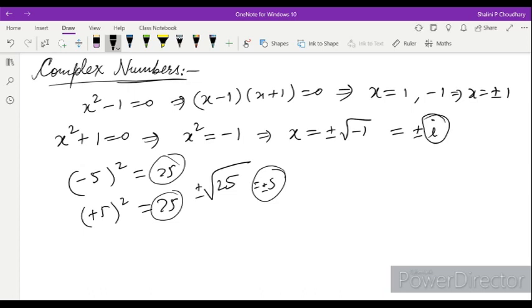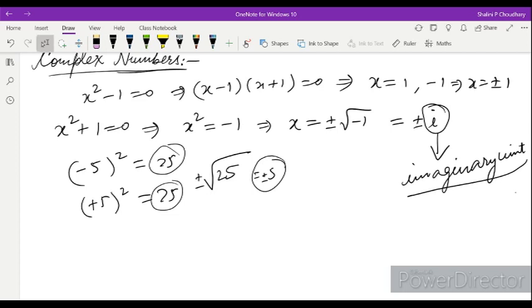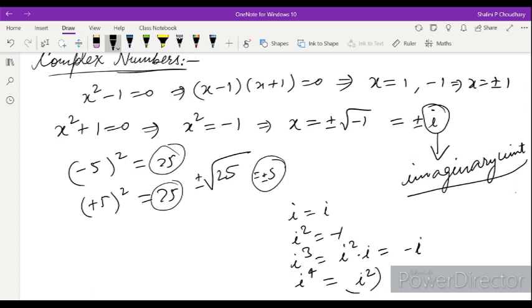So i is basically the imaginary unit. Now what is i? i is the imaginary unit. It means the value of i square will be minus 1. i to the power 3 means i square into i, that will be minus 1 into i, which is minus i. And i to the power 4 is i square whole square, it means minus 1 whole square, that is 1.